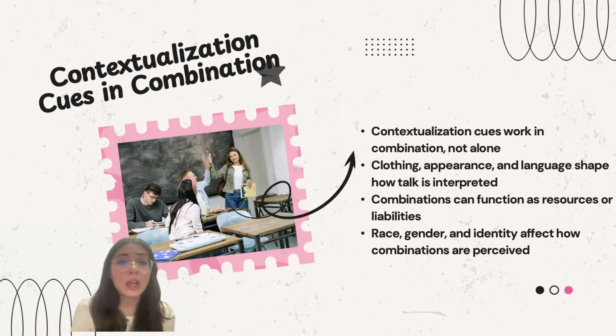Linguist James describes these combinations as powerful resources that influence how language functions in interaction. In the right context, combinations can support authority, creativity, or engagement. In the wrong context, however, the same combinations can become liabilities.